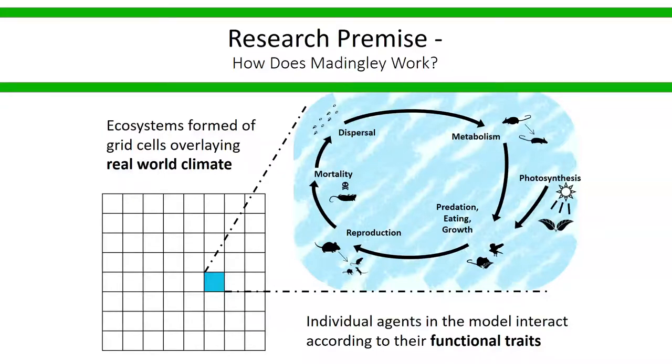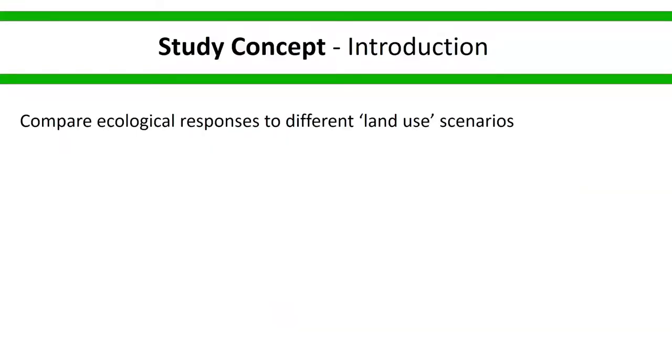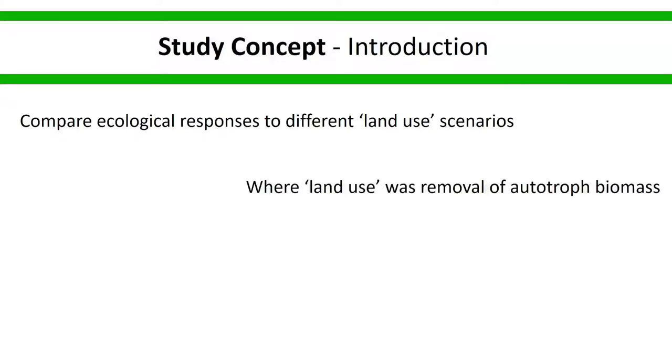over into the specific study which we published earlier this year, where we set out to compare the ecological responses to different land use scenarios, so how the functionality of the pristine ecosystem changes in response to alternative scenarios of impact, where our impact was the removal of autotroph biomass. So we went into the ecosystem and we pulled out a load of the plant biomass and saw how the ecosystem functioned and how the characteristics and structure of that ecosystem changed in response to this perturbation.